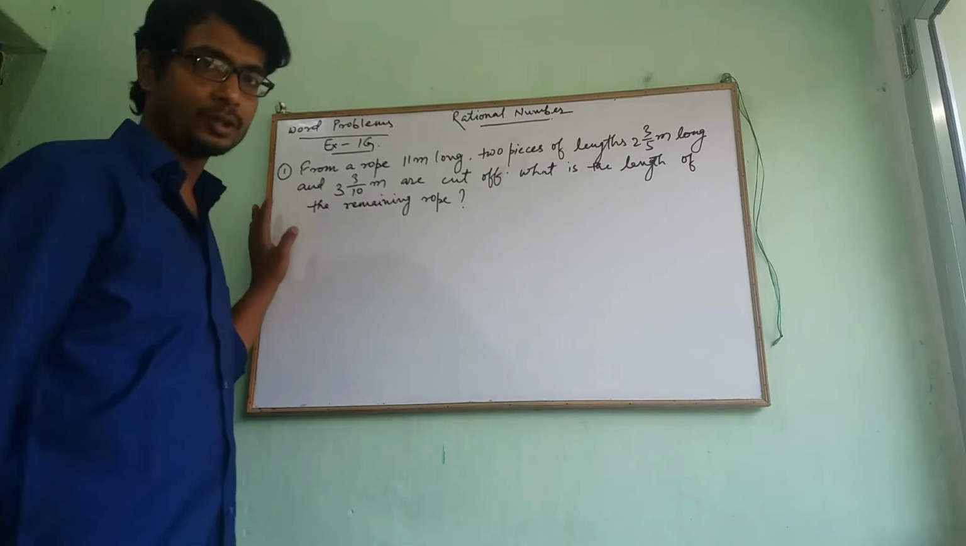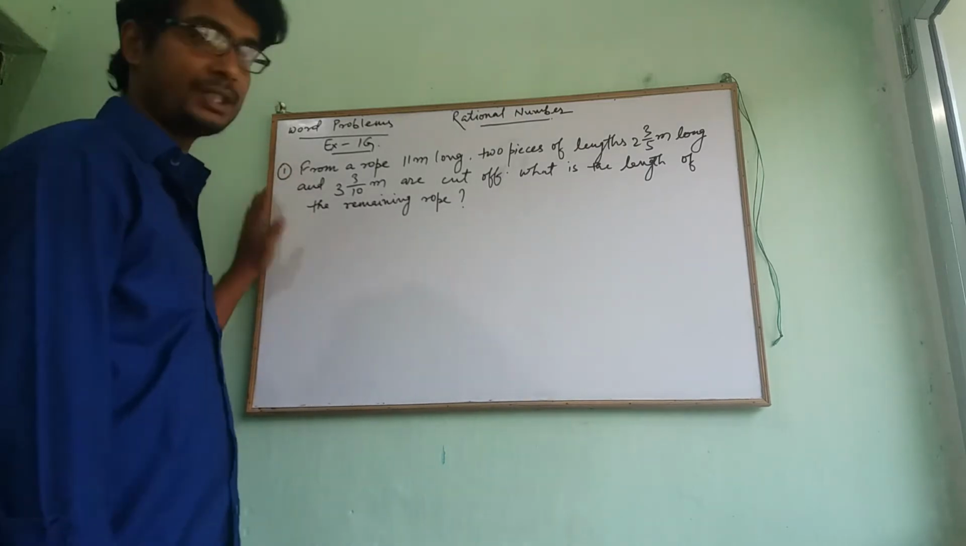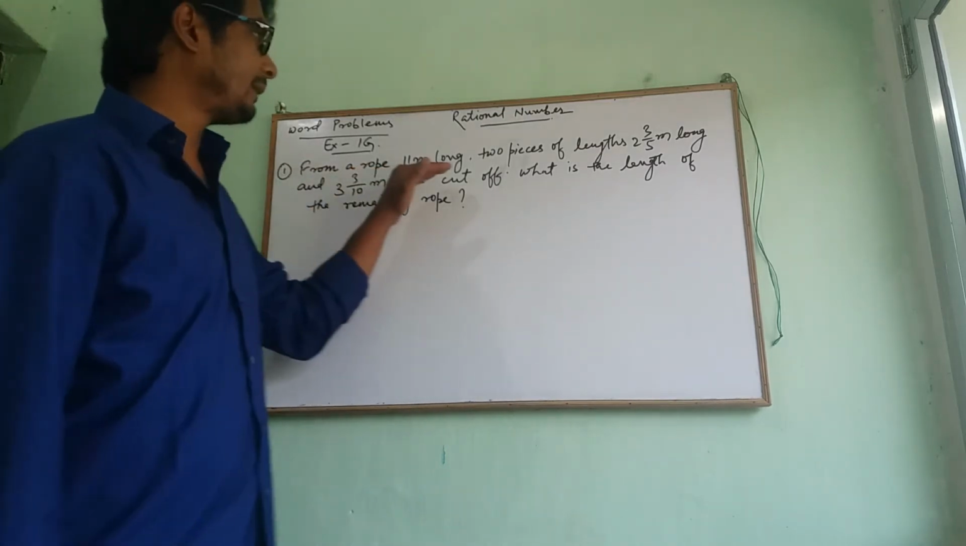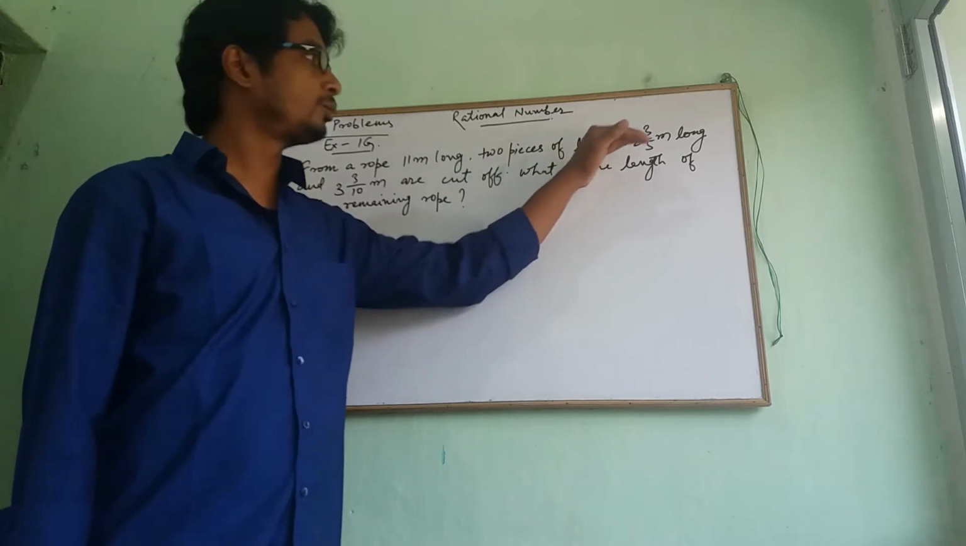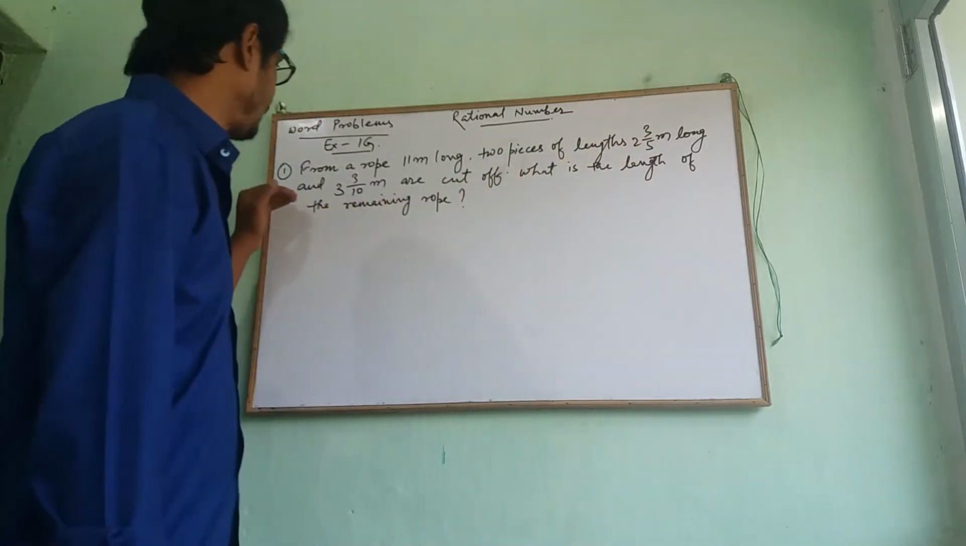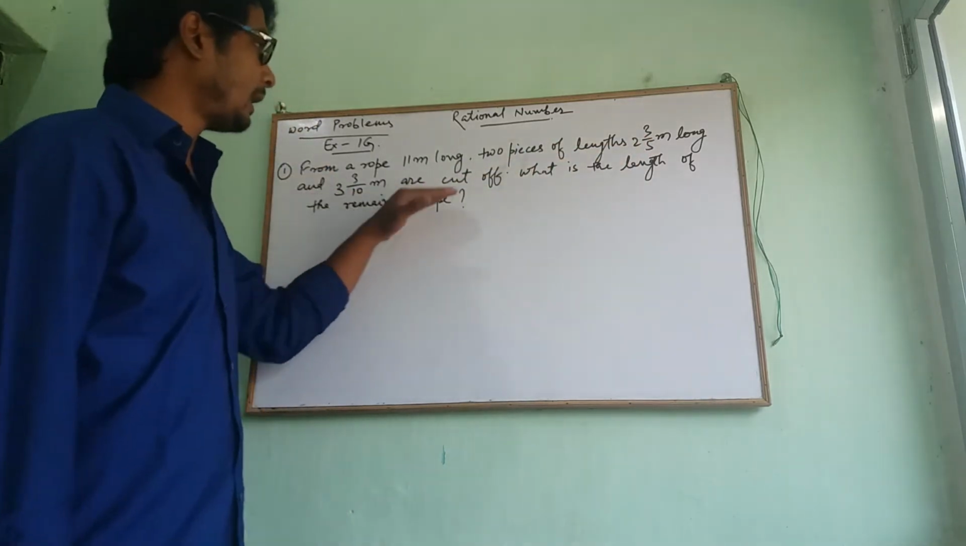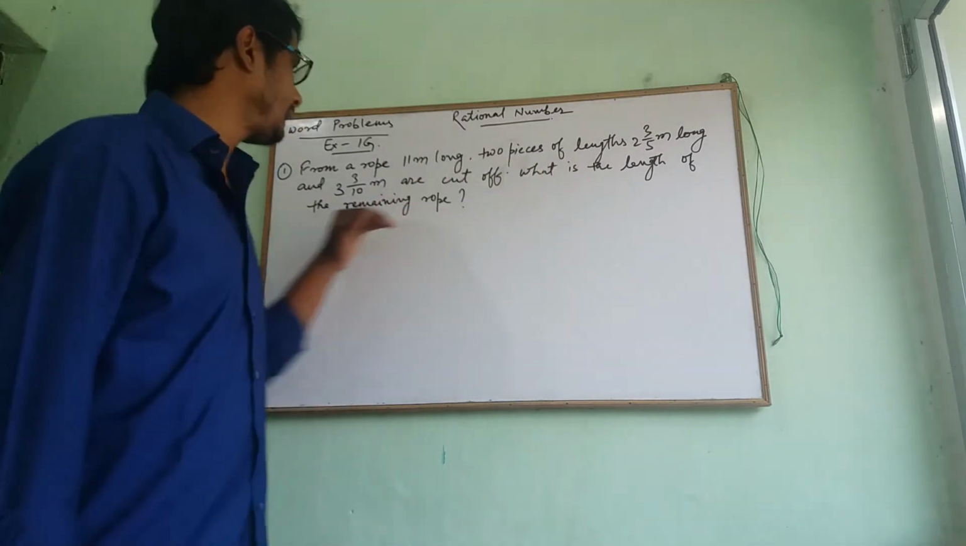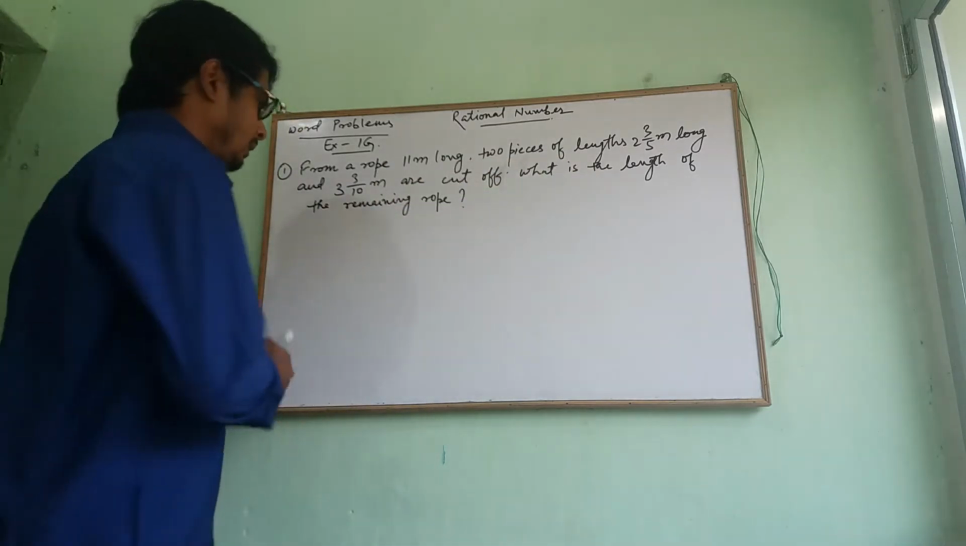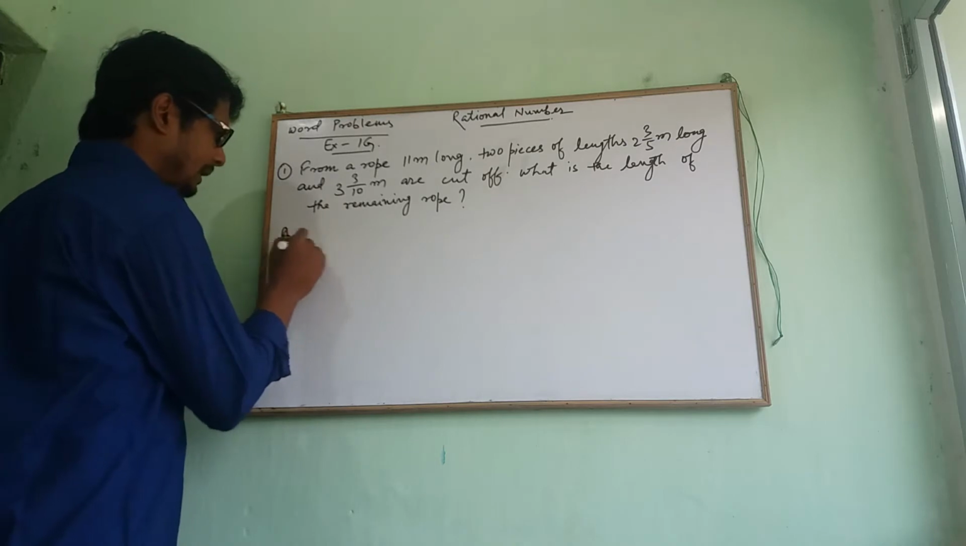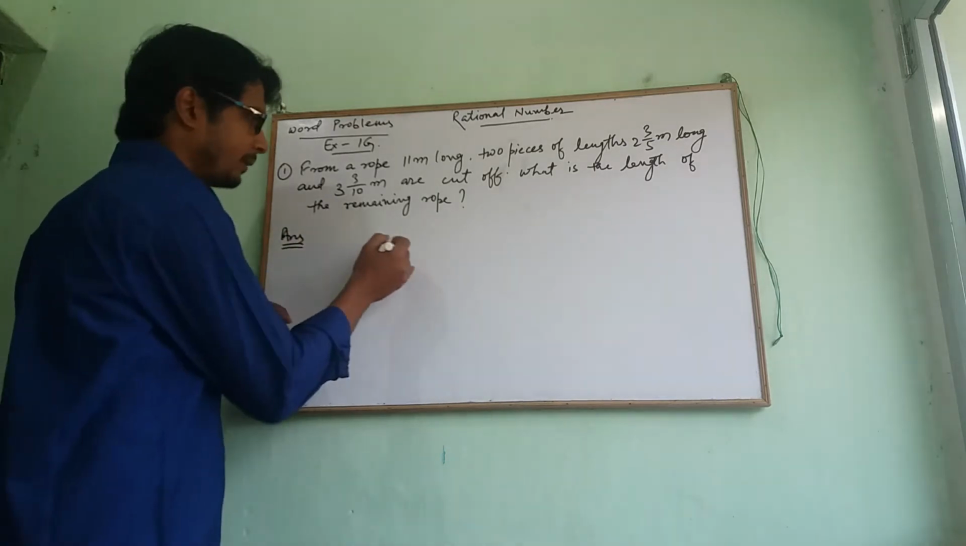So my first question of this chapter, exercise 1G, is: from a rope of 11 meter, two pieces of length 2 whole 3 by 5 and 3 whole 3 by 10 meter are cut off. What is the length of the remaining rope? So let's understand this question with a demonstration.